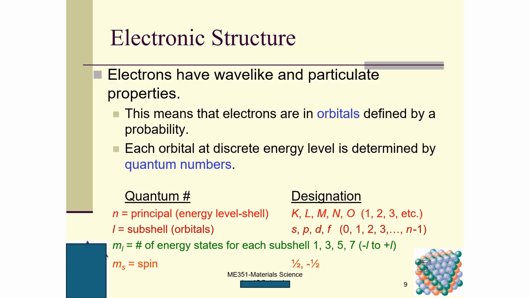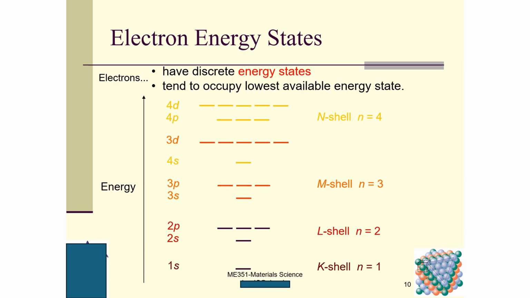For example, here are the quantum numbers and their designations. The quantum number n is the principal energy level shell, and l is the subshell orbitals. ml is the number of energy states for each subshell. ms stands for the spin. For the designation of n, we have K, L, M, N, O, and 1, 2, 3, and so on. For subshells we have s, p, d, f. For ml we have 1, 3, 5, 7, from minus l to positive l, and the spin is 1/2 and minus 1/2. So this is how we denote the electronic structure. And here is one example.